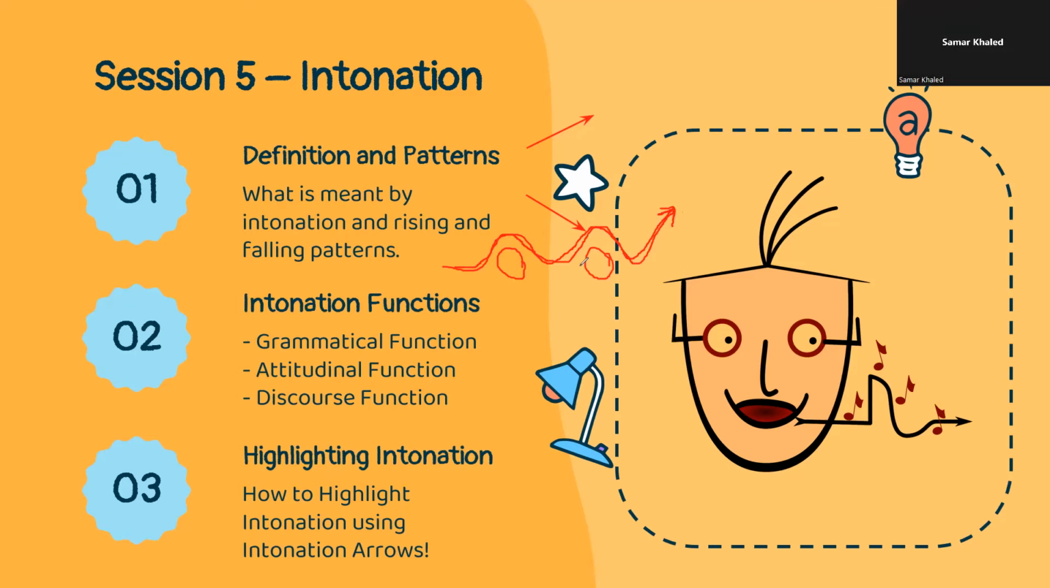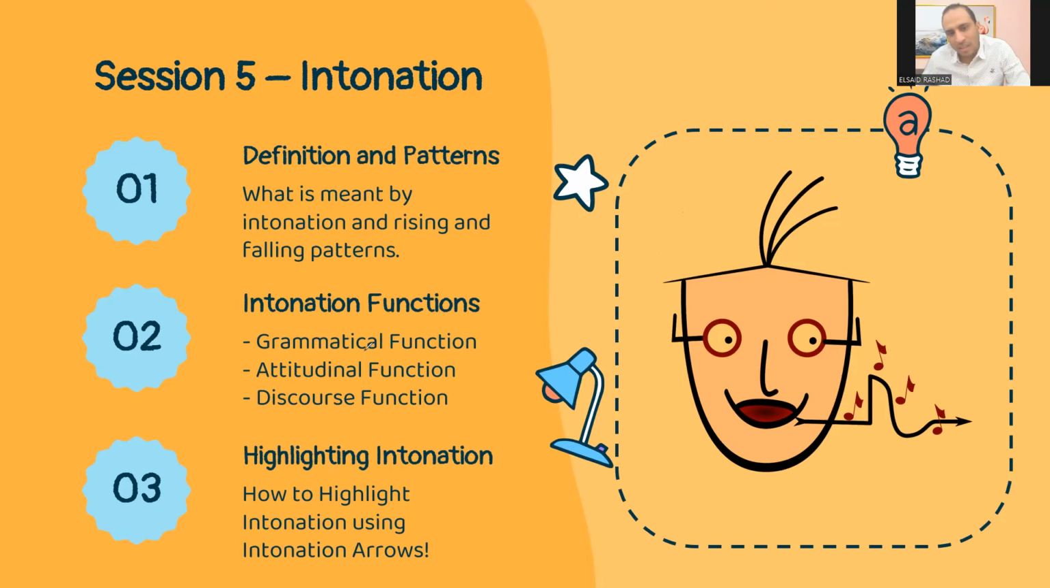If it's a yes/no question, like, did you go there? But if it's a WH question, how did you go there? That's the grammatical function of intonation. Attitudinal again is about feelings. This one is about one word used in a sentence. And this one is about whether the information you're providing is new or has been said or mentioned before. Any question about intonation?